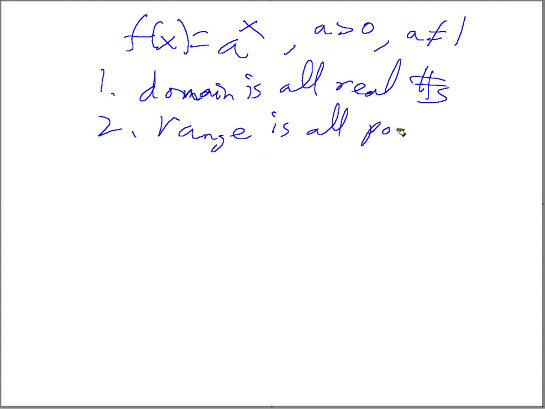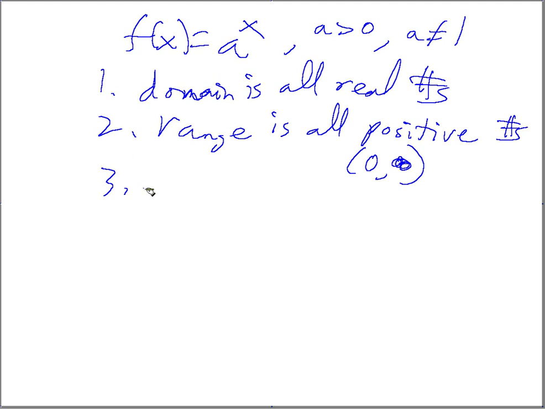In other words, from 0 to infinity, bigger than 0. And last but not least, if you look at these types of functions, such as 2 to the x, or what we had earlier, it passes the vertical line test, as well as the horizontal line test. So this is a one-to-one function.